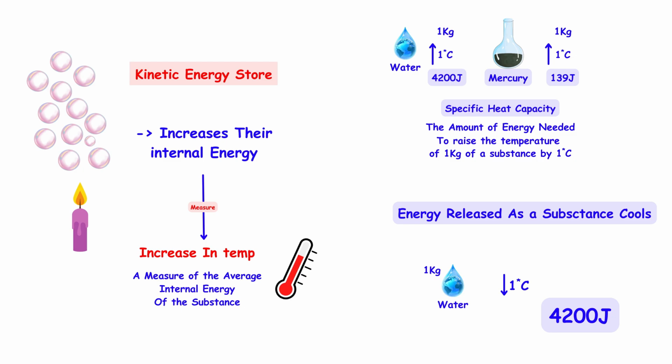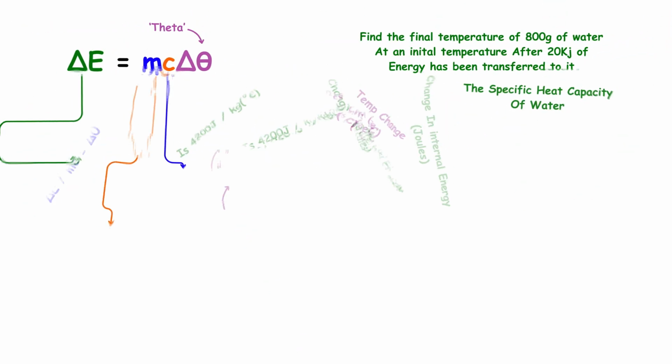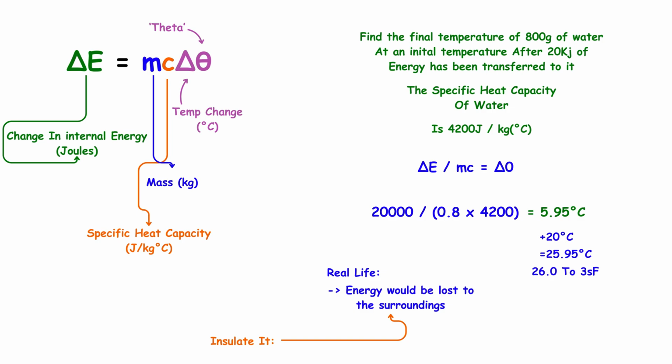These values are known as specific heat capacities, and they tell us exactly how much energy is needed to increase the temperature of 1 kilogram of a substance by 1 degree Celsius. The same number also tells us how much energy will be released when the substance cools down by 1 degree. So, each time our 1 kilogram of water cools by 1 degree Celsius, it releases 4,200 joules of energy to its surroundings.